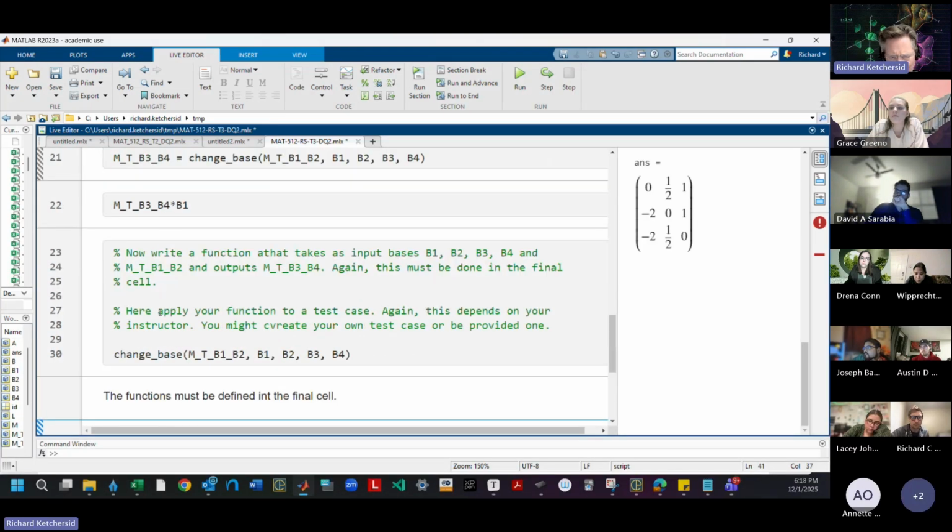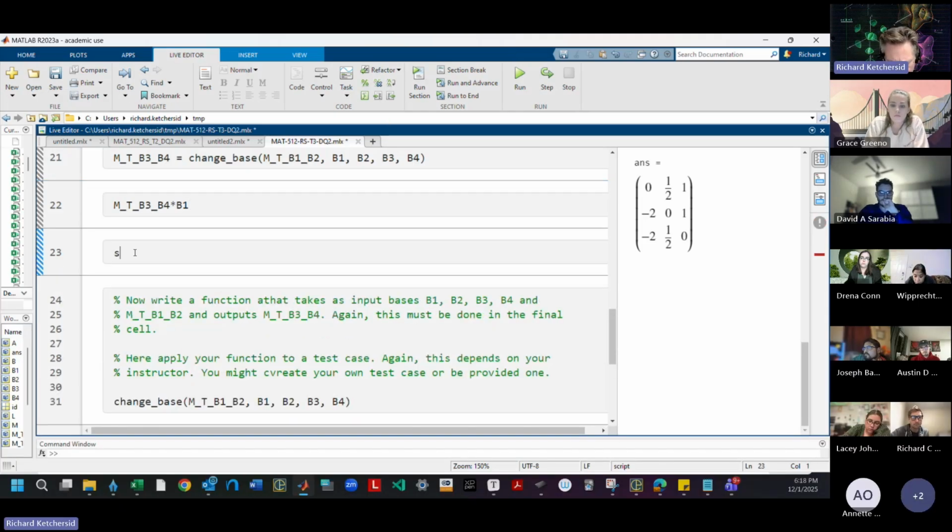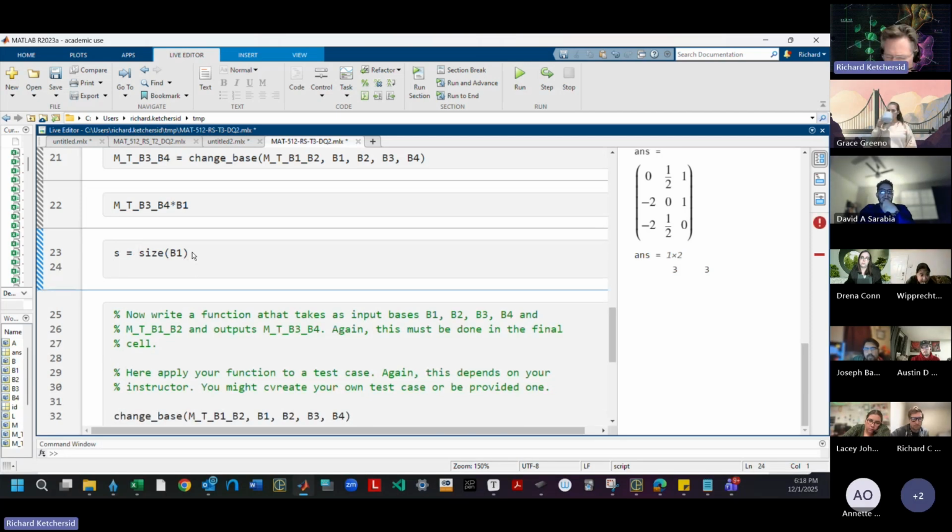There's something I don't remember. It's size. Maybe one of you knows this. Let's say B1. Is it size? 3, 3. So if I say S equals, you can't do things in MATLAB that you can do with Python, which is annoying. And then I say N equals S1. Just make sure that's right.